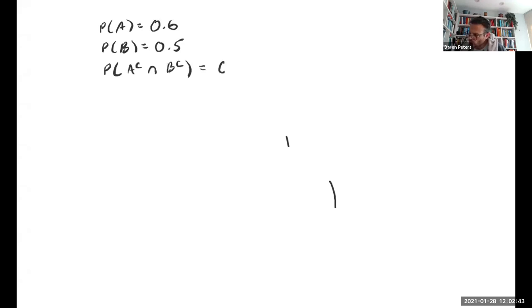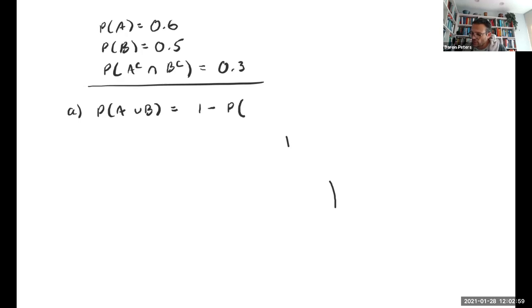All right, so we have P of A equal to 0.6, P of B equal to 0.5. And we were also given that P of A complement intersection B complement was equal to 0.3. Okay, so where do we go from here? Well, what does the question ask? It asks for P of A union B. We can always write that as 1 minus P of the opposite of A union B, which is A union B complement. If I use De Morgan's laws to translate this, I will get 1 minus the probability of A complement intersection with B complement.